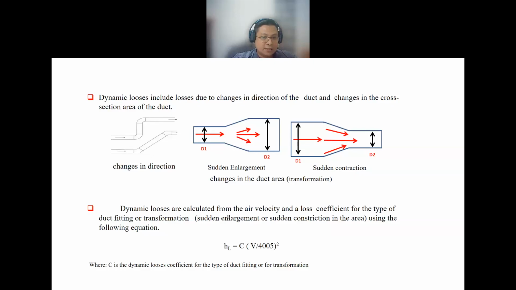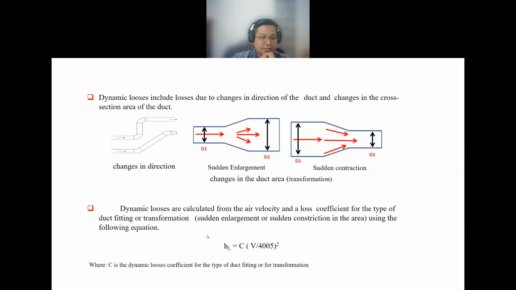Okay, dynamic losses are calculated from the velocity and a loss coefficient for the type of duct fitting or transformation, such as sudden enlargement or sudden constriction in the area, using the following equation. Actually, by the Bernoulli equation, we can also determine the losses. Based on the pressure, based on the velocity, we can measure and then decide how much loss happens during the airflow.